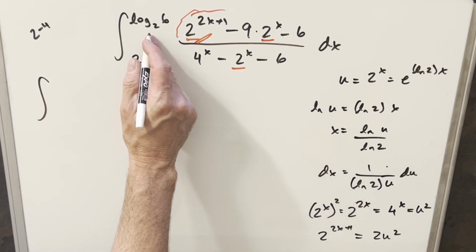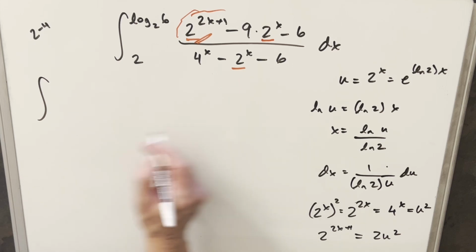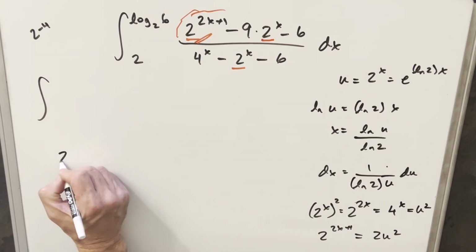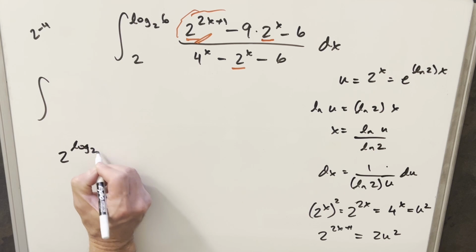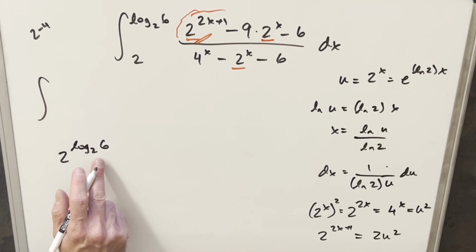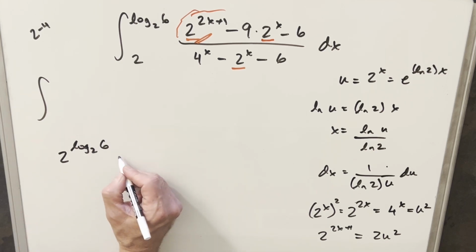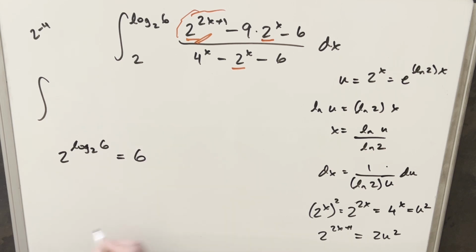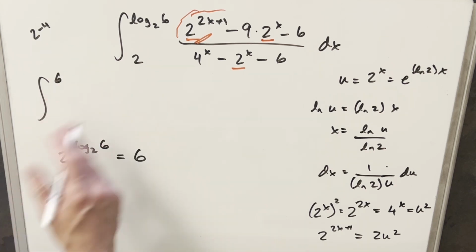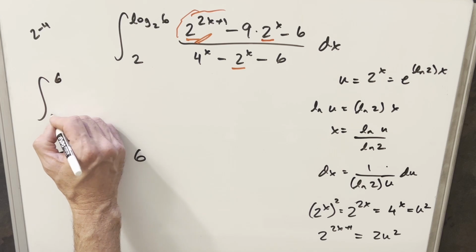So the first thing we have to deal with is this upper bound, which is a little complicated. So when we plug this in for x, we're going to have 2 to the log base 2 of 6. But notice we have the same base here and the same base here. So this is actually the same as just 6. So our upper bound is going to be 6. And then plugging a 2 in here, 2 to the 2 is going to be just 4.